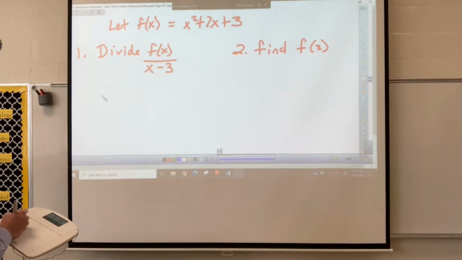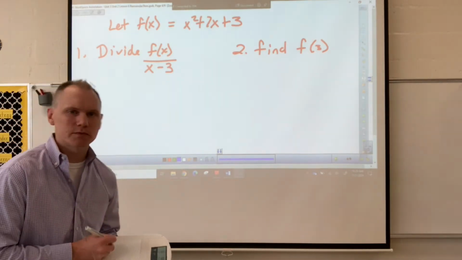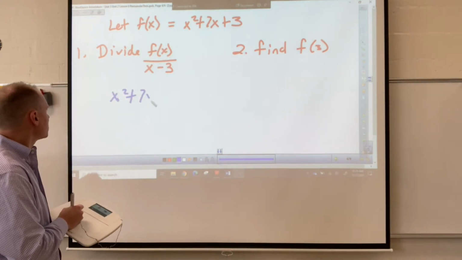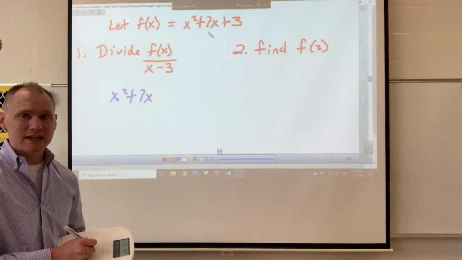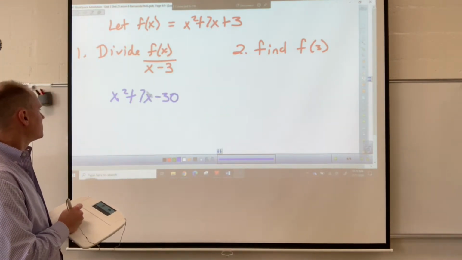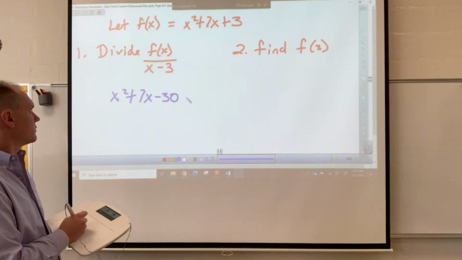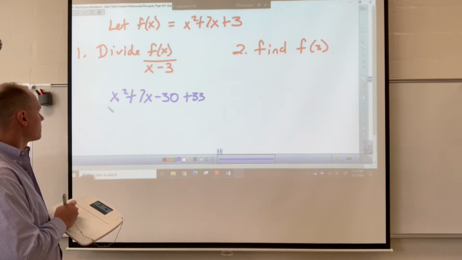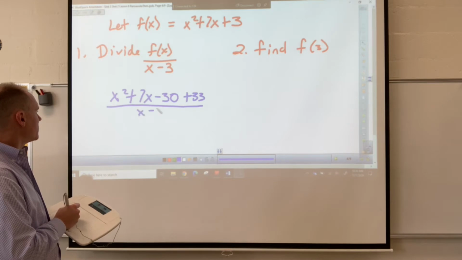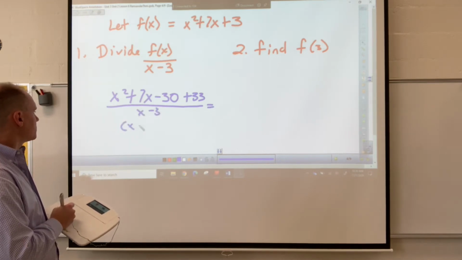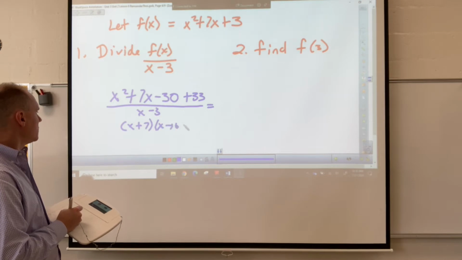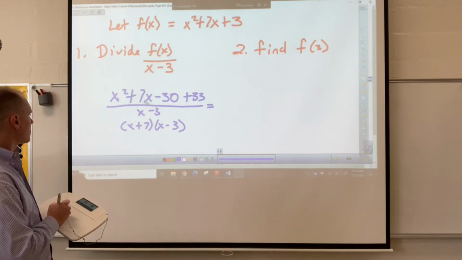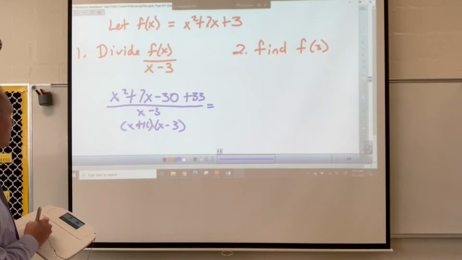Whatever method you want. I'm going to do division by inspection on this one. So x squared plus 7x, let's see, minus 3 and plus 10 give us 7. Minus 3 and plus 10 multiply to give us negative 30. But we really need it to be positive 3, so we're going to add 33 on the outside. So that's going to leave us with x plus 10 times x minus 3, and positive 33.